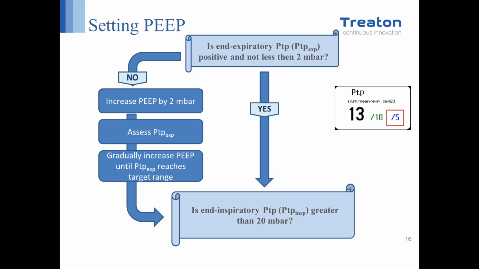If yes, you can go to the next step. If no, increase PEEP by 2 millibar, assess PTP exp, and gradually increase PEEP until PTP exp reaches target range.